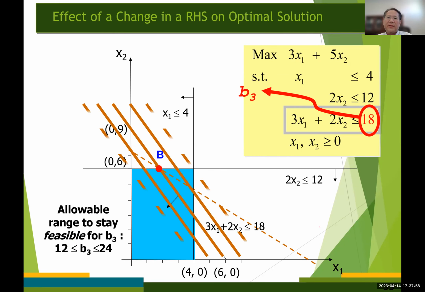And graphically, this line represents the third constraint, right? And the right-hand side value of the third constraint can vary within these ranges, right? All the way up to here. So these are the ranges while the current optimal solution remains feasible.